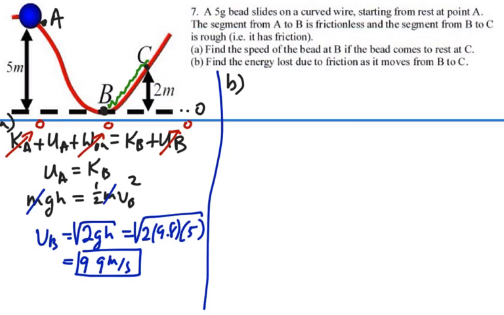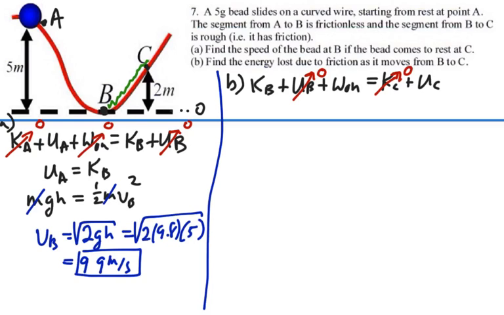Okay, part B. Find the energy lost to friction as it moves from B to C. Alright, let's compare our energies between B and C. Kinetic energy at B plus potential energy at B plus work done along the way equals kinetic energy at C plus potential energy at C. In this case, we're going to come to rest at C, so we have no kinetic energy at C, and we define our 0 level as at point B, so we have no potential energy at point B.